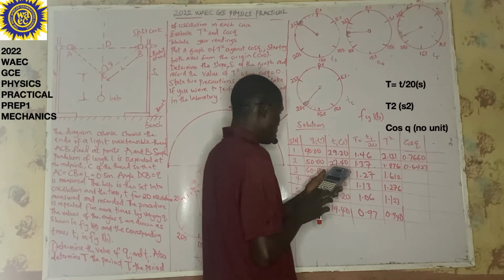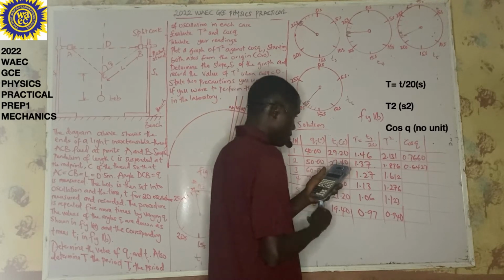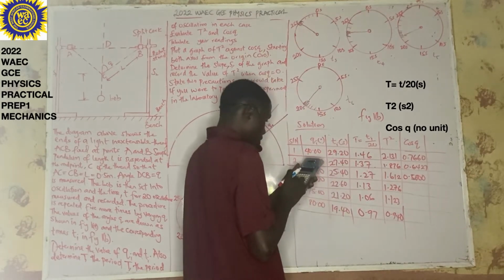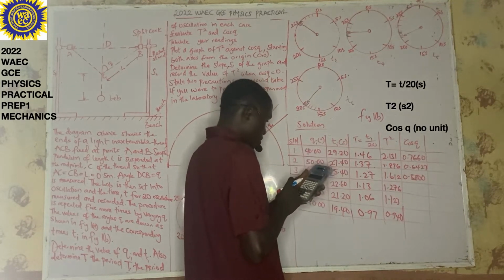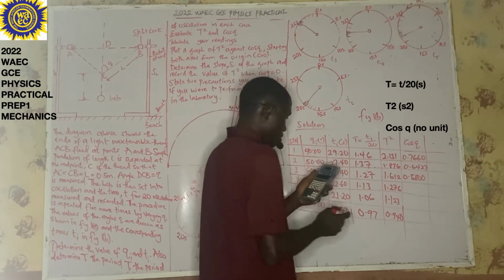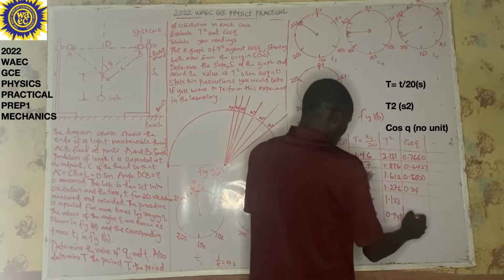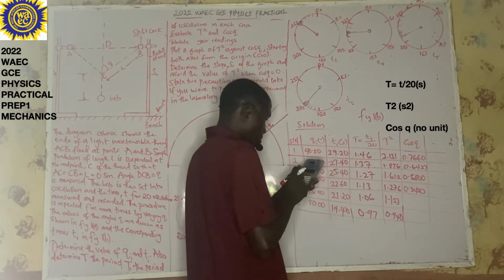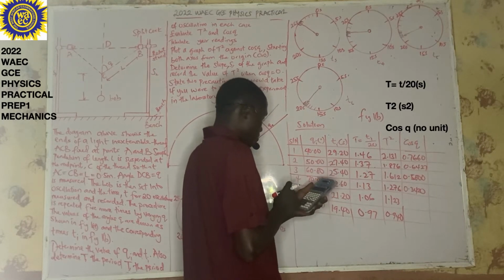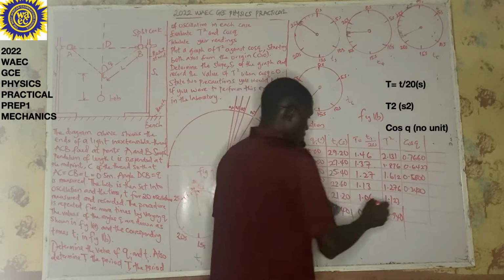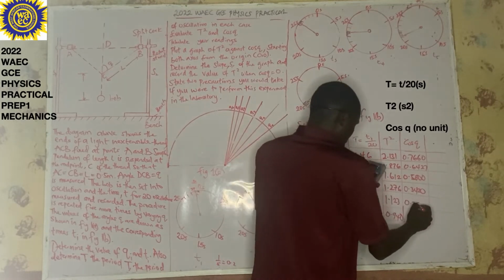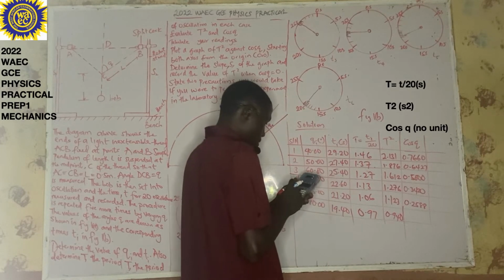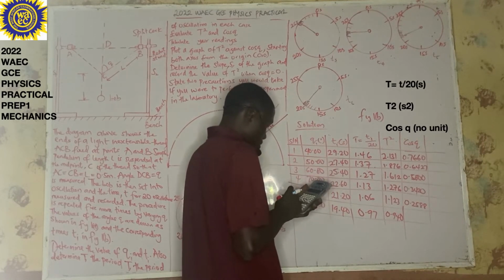Cos 60 is 0.5000. Cos 70 is 0.3420. Cos 75 is 0.2588. Cos 80.